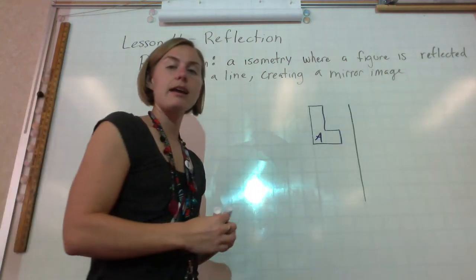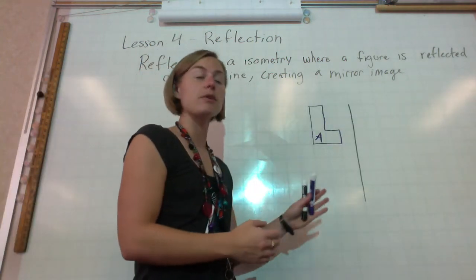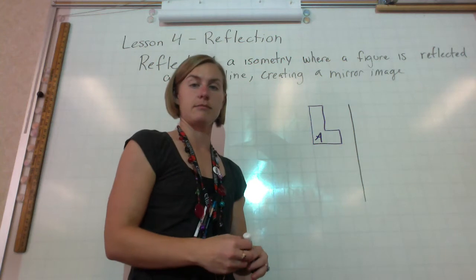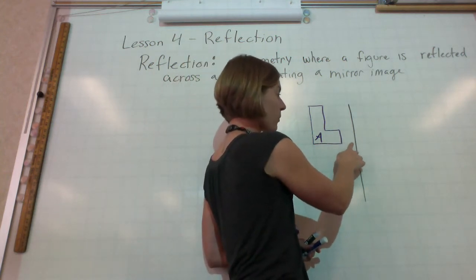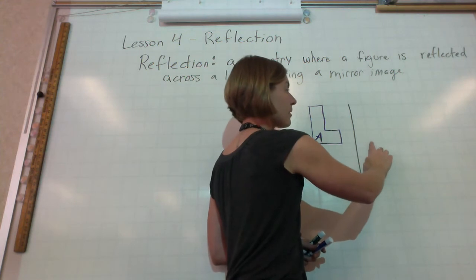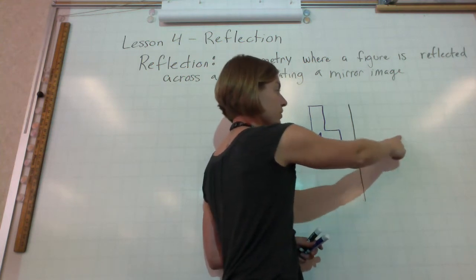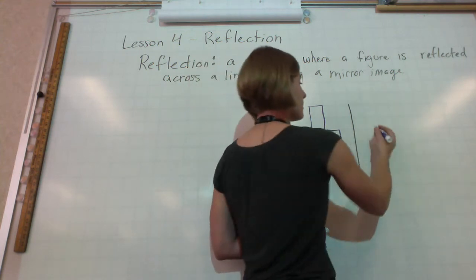So let's say I had this figure A, and I want to reflect it across this line. Okay? Now, since it starts 1 block away from the line, my image is going to also start 1 block away from the line.